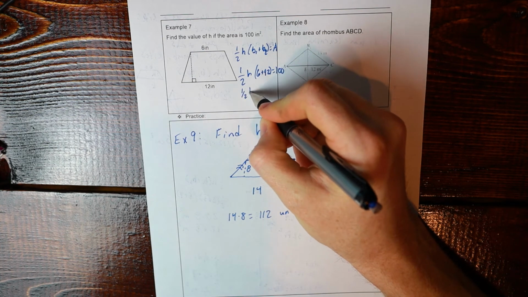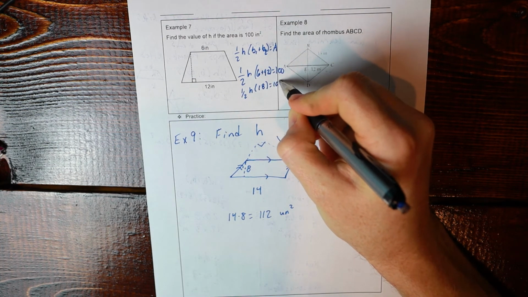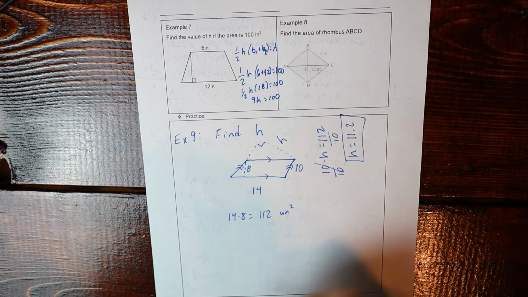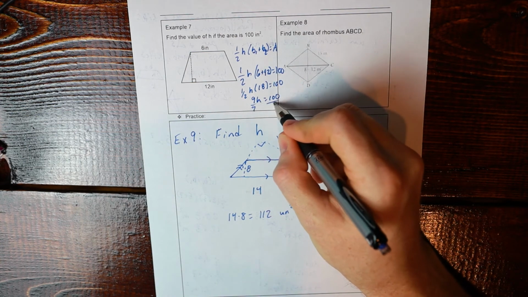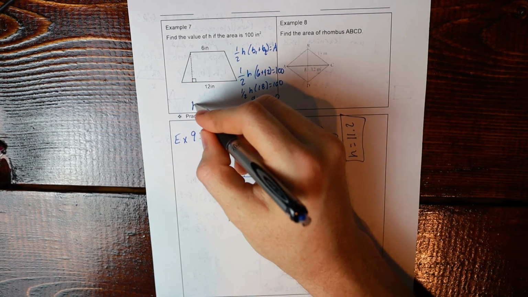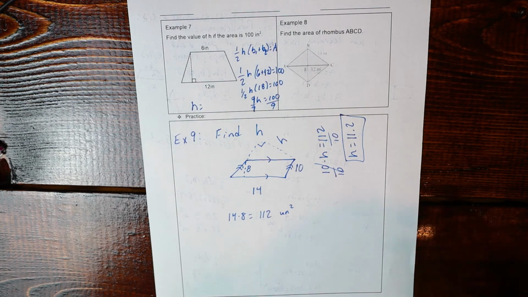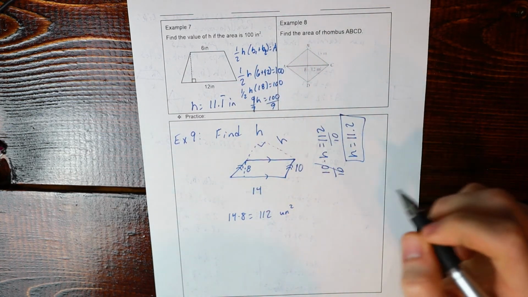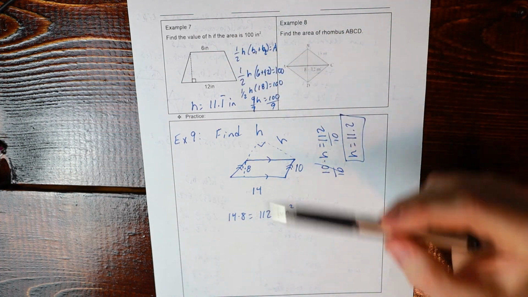If you were to simplify, 6 plus 12 is 18. 18 times 1/2 is 9. And then 9h equals 100. We can just solve that by doing the opposite of multiplying by 9, which is dividing. And that gives us 11.1 repeating inches. And the reason why that's not squared is because the area is what's squared, not the height, the one-dimensional piece.